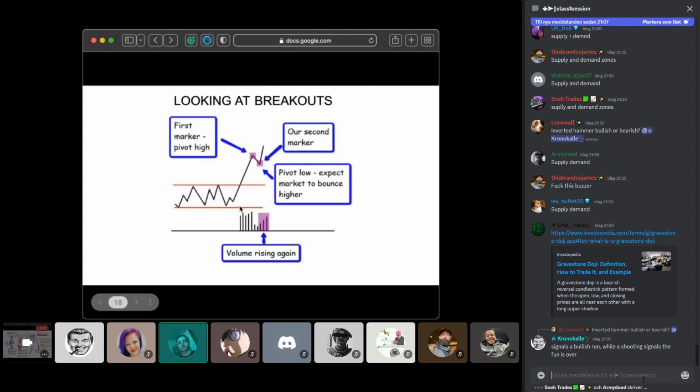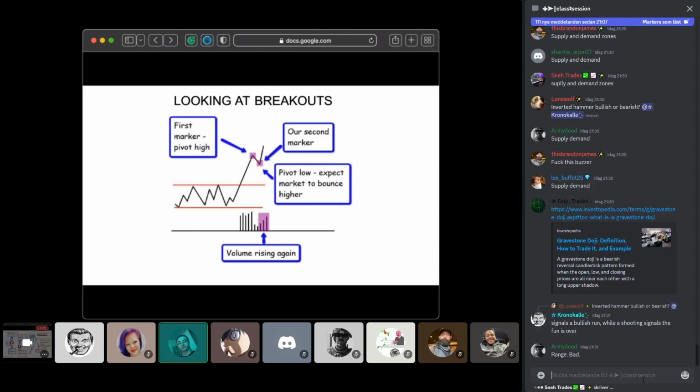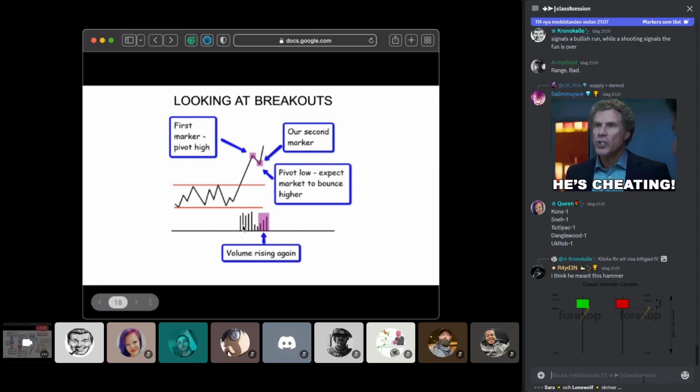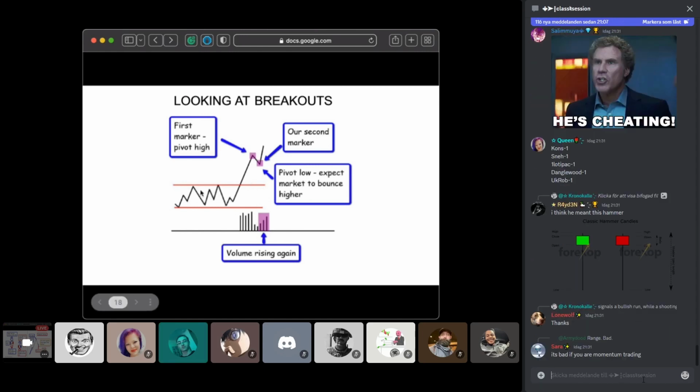So yeah, we have here, I think actually a lot of you guys are, yes, range bad. Well, range is good, but in the middle of the range, bad. Put that on your wall or something. So we have here that breakout that we were talking about with those pivots. So we finally break out of the range, and we wouldn't want to be trading in the middle. Range bad. I love that.